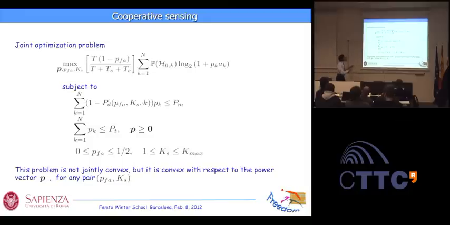So finally I can state the problem I want to solve. We want to maximize the expression up there with respect to the false alarm rate, with respect to the power allocation vector P, and with respect to Ks. Ks is the number of samples that we use for our energy estimation. Okay? So we optimize over sensing parameters, incorporating the sensing time, Ts, the cooperative time, Tc. We optimize over the false alarm rate and over the power allocation, Pk, under the interference constraint.